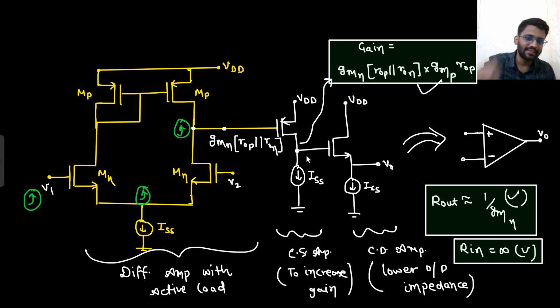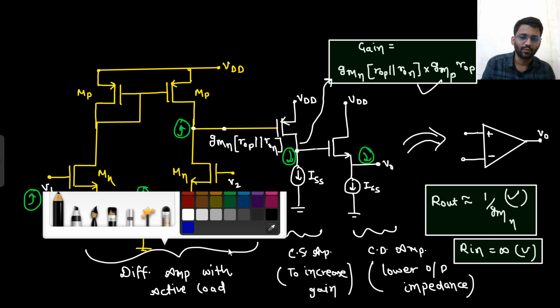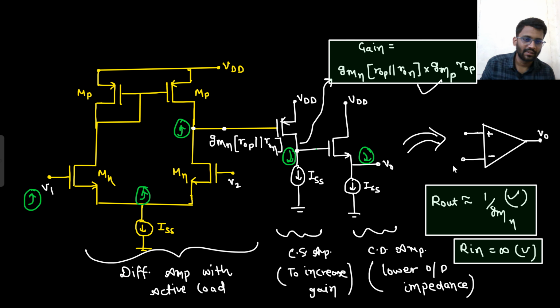So if this increases, then this will decrease. And if this decreases, from gate to source there is no inversion, so this will also decrease. So if V1 increases, your output is decreasing. So what will be your V1? This will be your V1 and this will be your V2. And this is actually an op-amp.